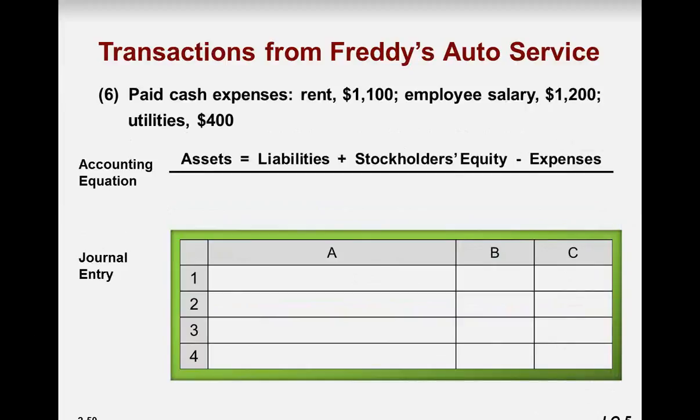We pay cash expenses, rent of $1,100, employee salary of $12, and utilities of $400. Now this is an example of where we will have more than two entries in our transaction, but you will notice that our debits and credits still equal.